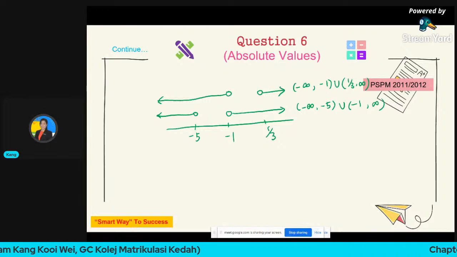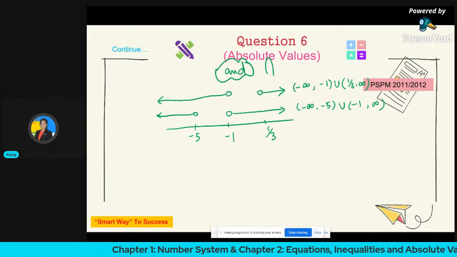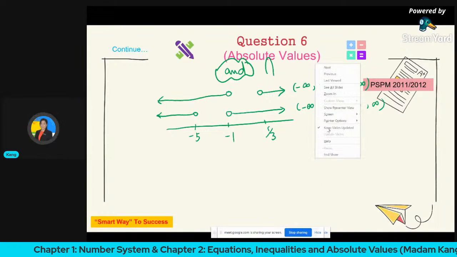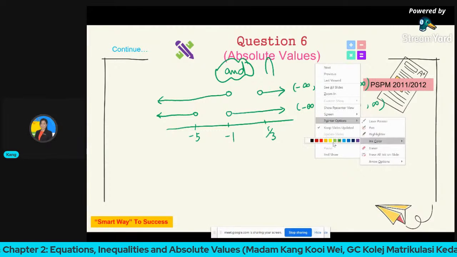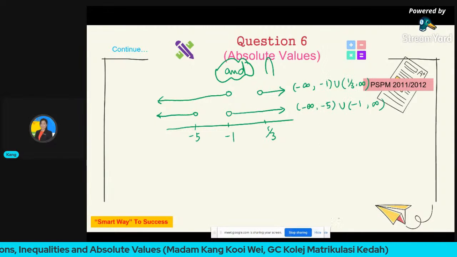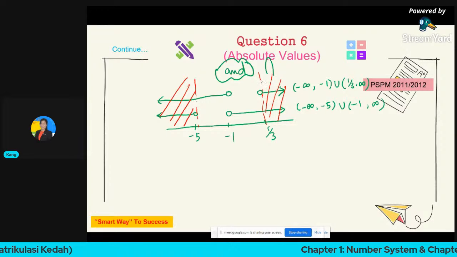Because of the word "and", we need to combine them by finding the intersection part. The intersection part is the region that is covered by the two lines. This is the intersection part. This one, and also this one. The region that is covered by both answers.